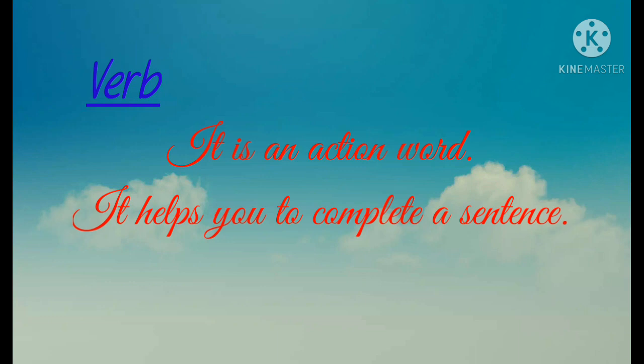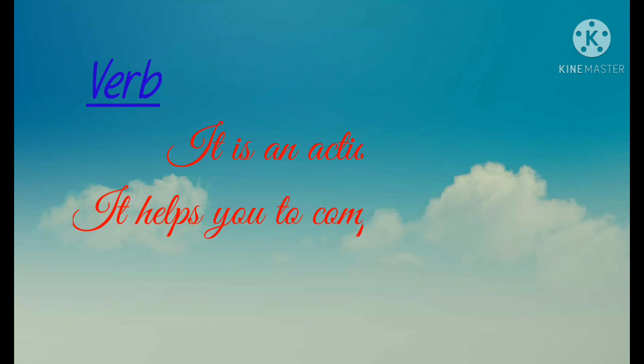The words like come, eat, learn, talk, sing are main verbs because they talk about action, whereas the words like is, am, was, were, ought to, did are examples of auxiliary verbs because they help you to complete a sentence.